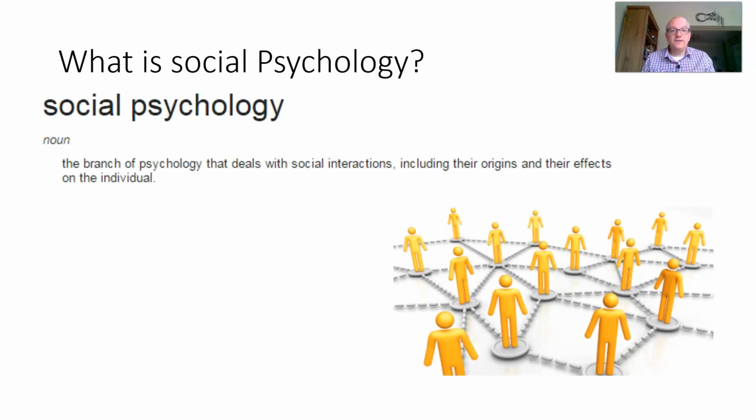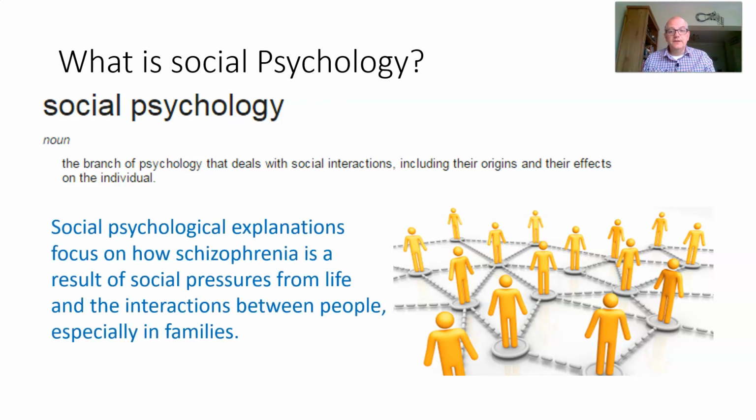Well, a definition from a dictionary is that it is a branch of psychology that deals with social interactions. It deals with what we do with other people, but also how other people influence our social interactions as well. So when we're looking at this, social psychological explanations look at how schizophrenia is a result of other people, what other people have been doing, the interactions with those other people.